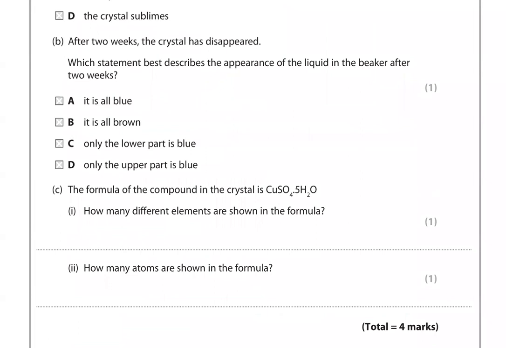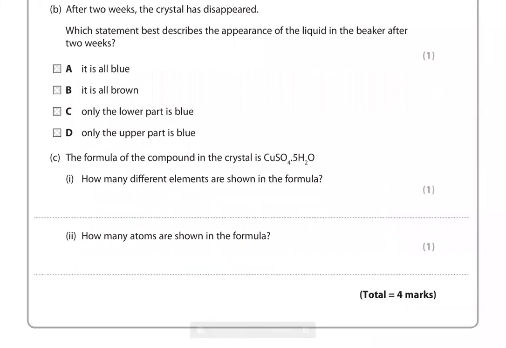Okay. Question C. The formula of the compound in the crystal is CuSO4.5H2O. How many different elements are shown in the formula? There is copper, sulfur, oxygen, and hydrogen. So 4 different elements. How many atoms are shown in the formula? We count the atoms. 1 copper atom, 1 sulfur atom, and here there are 4 oxygen, and here 5 by 1, so 5. So copper is 1, sulfur 1, and oxygen we said 4 and 5, so 9, and the hydrogen we multiply 5 times 2, it's 10. So totally 21. So here there are 21 atoms.